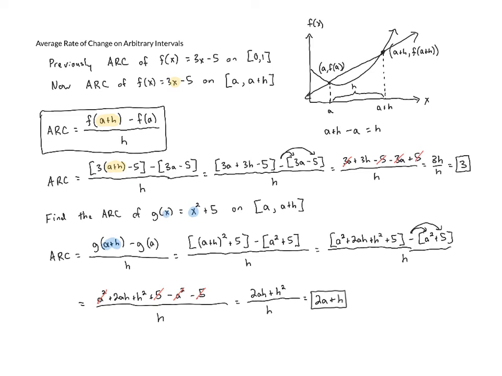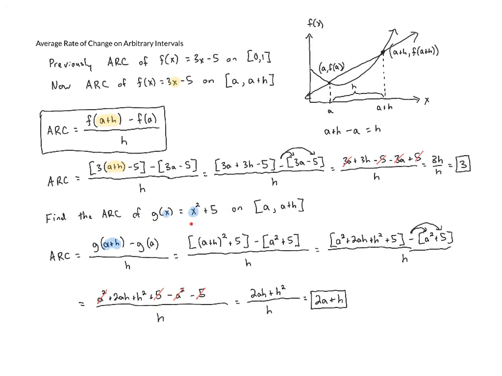Now, why did we get a constant for the average rate of change in the first problem, but an expression with two variables for the average rate of change in the second problem? Well, for the first problem, the function we're looking at is a linear function. It is a line with slope 3, and so it doesn't matter what interval we're looking at, the average rate of change is always going to be 3, because that line is always increasing with a slope of 3.